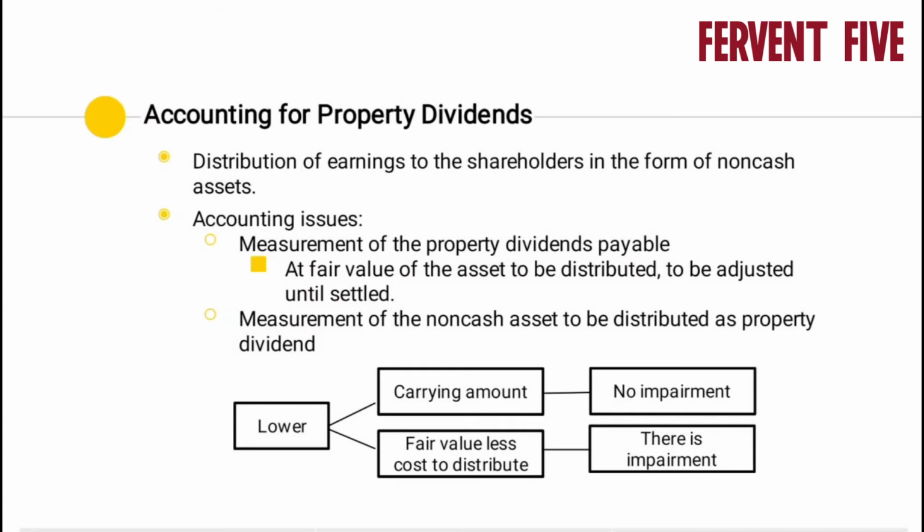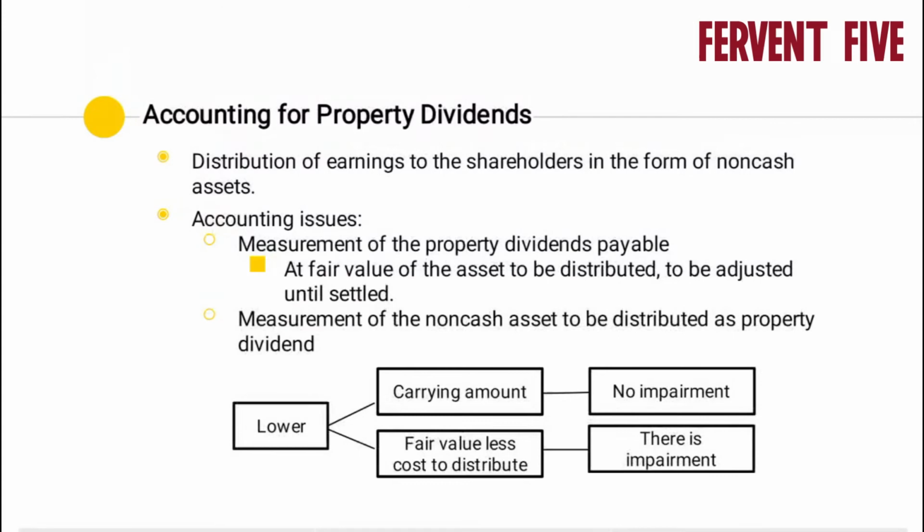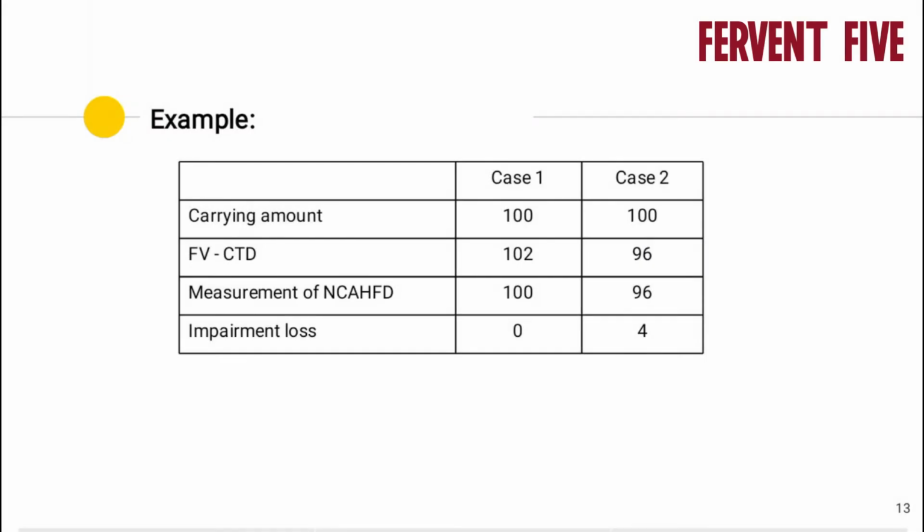So next, i-assess natin yung asset if it is impaired or not. So paano natin malalaman? If the carrying amount is lower, yung assessment natin doon is no impairment. But if the fair value less cost to distribute is lower, then there is impairment. So to better understand the measurement of non-cash asset, here is an example.